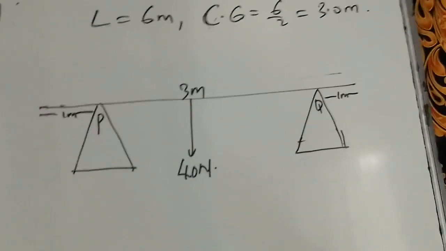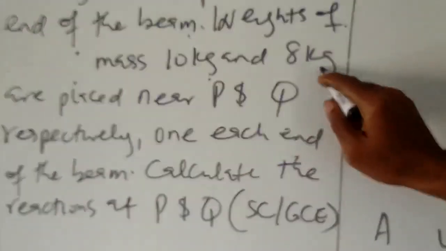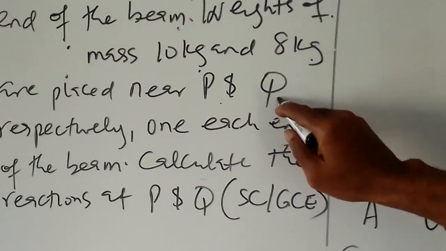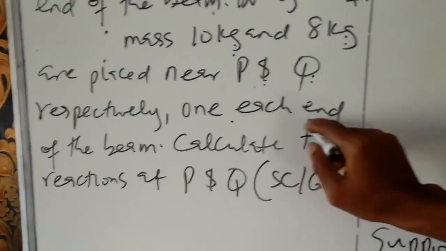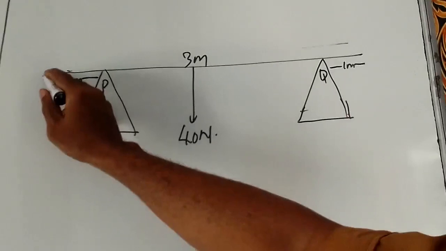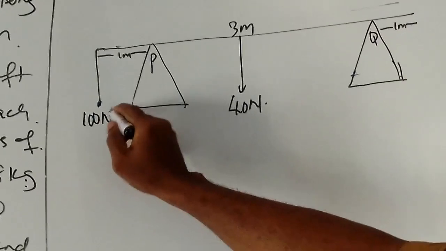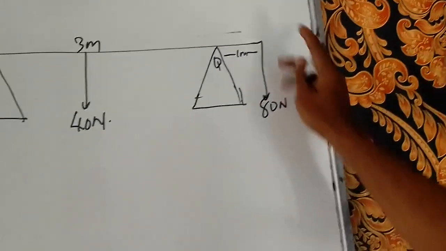So now, they said weights of mass 10 kg and 8 kg are placed near P and Q respectively, one at each end of the beam. The first weight there is 10 kg, which is 100 newton when multiplied by 10 for gravity. Then at this end, you have the weight of 8 kg, which is 80 newton, placed at this end.